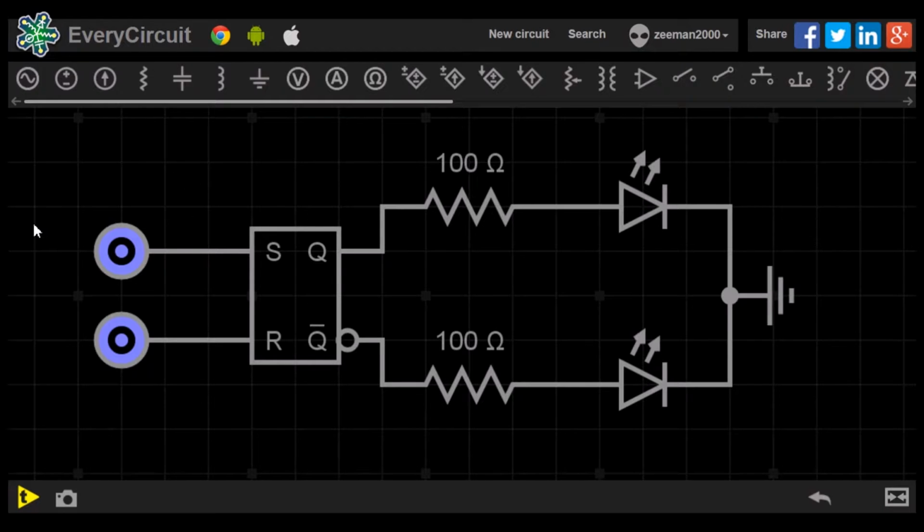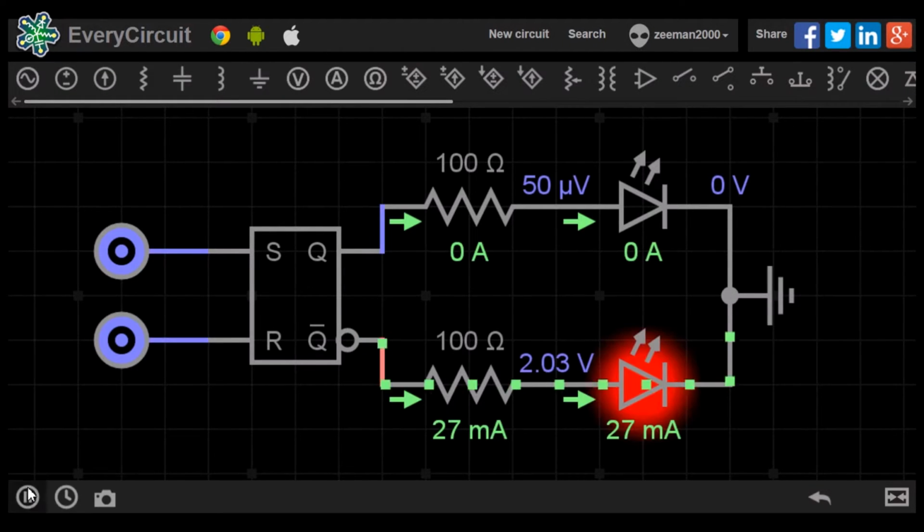Here we have the SR NOR flip-flop set up in the simulator. An input switch has been added to the S and R inputs, a green LED at the Q output and a red LED at the Q0 output. When we start the simulation, the red LED is lit. The flip-flop has started in reset condition. Both inputs are at 0, 0, so the condition will remain until it is changed.